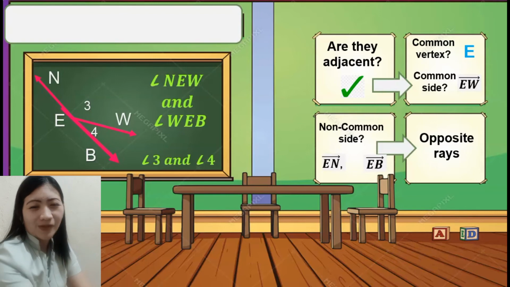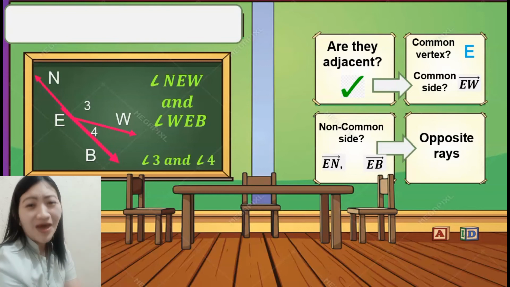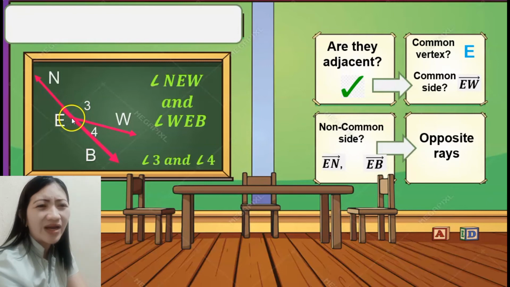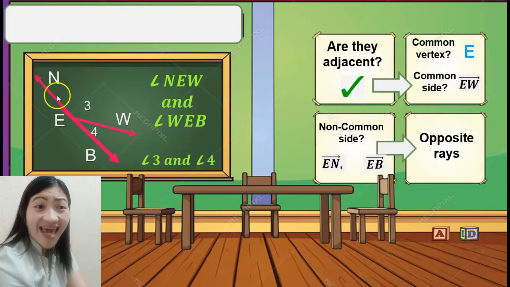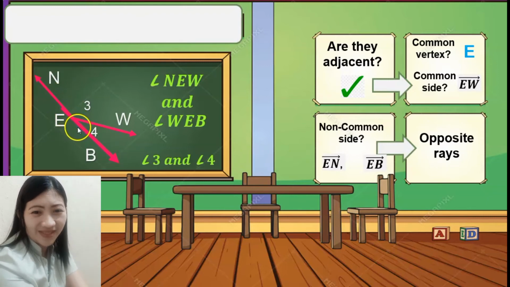So, ano ba pag sinabing opposite rays? So, pag sinabi nating opposite rays, ito yung dalawang ray na may common endpoint pero in opposite direction. Kaya siya tinawag na opposite rays. For example, this one, anong common point nila? It's point E. Si EN going to the left, si EB going to the right. So, ang tawag sa kanya ay opposite rays.